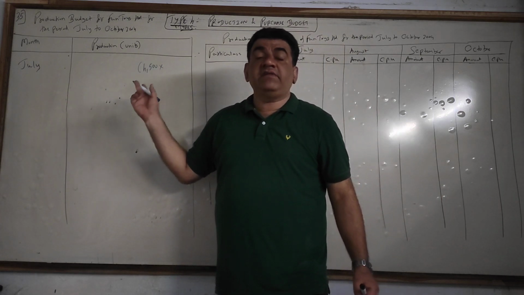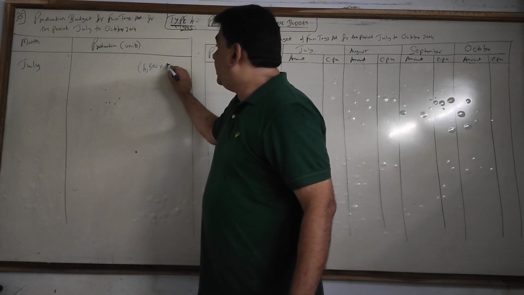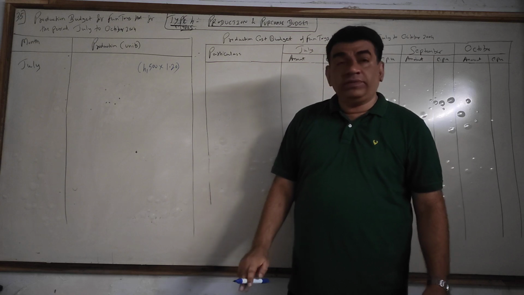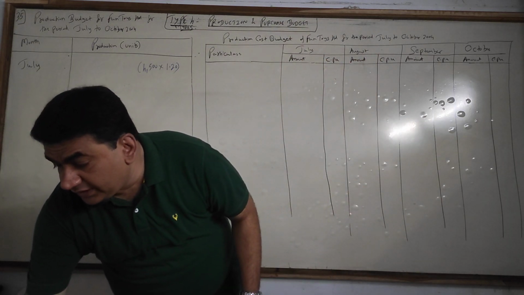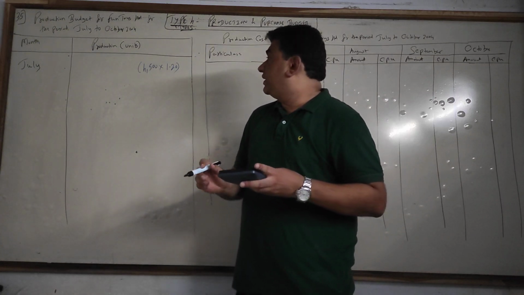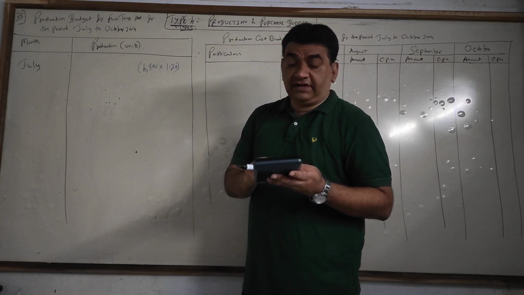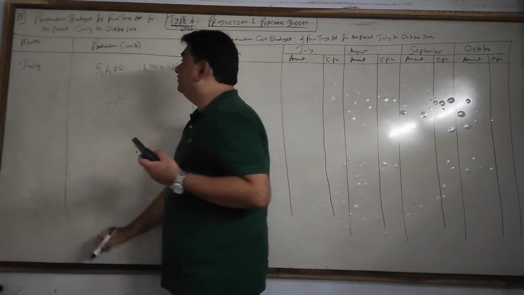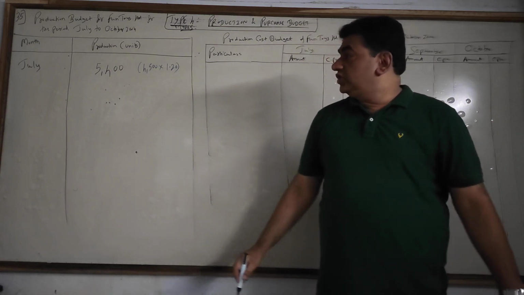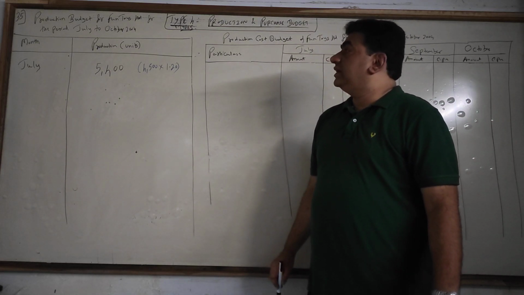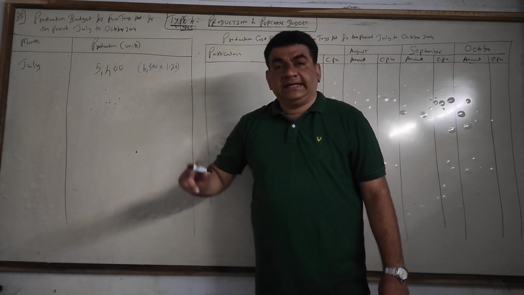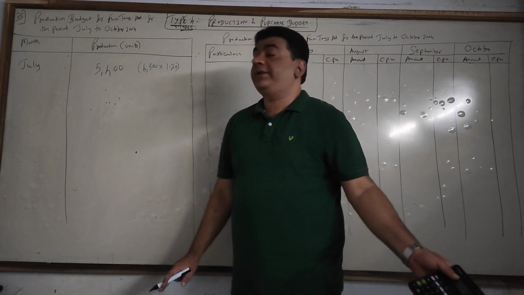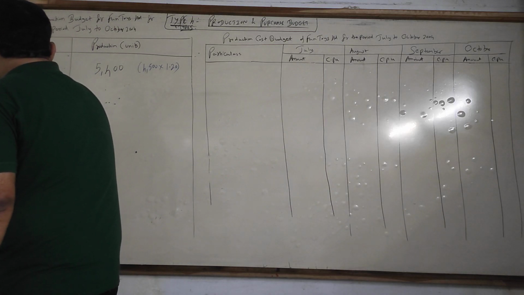So the units I will produce in July will be 1.2 times of August's sales. The quantity to be produced will be 1.2 times your following month's sale. So 4,500 into 1.2 gives you 5,400. So in July you will produce 5,400 units. Your units to be produced will be 1.2 times the next month's sales.